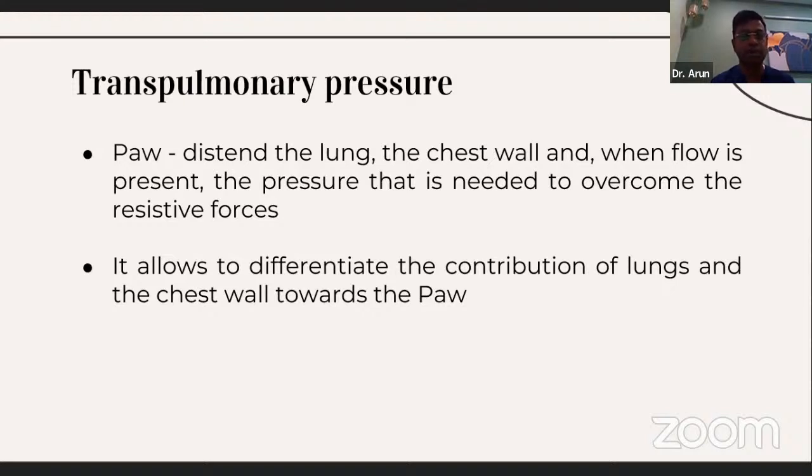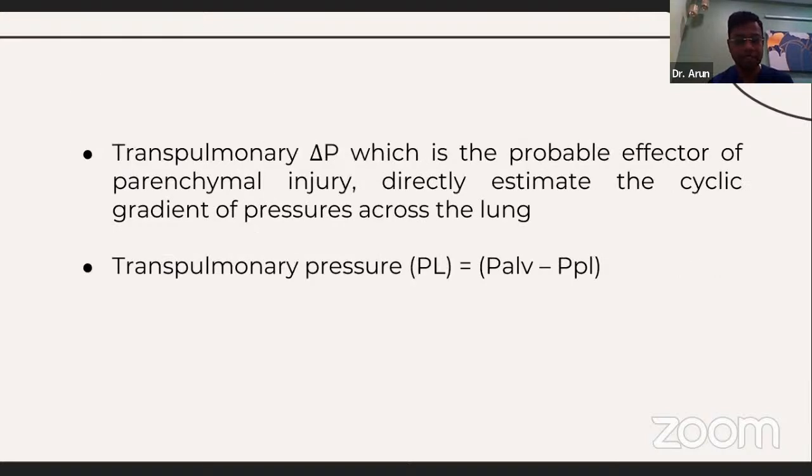This is particularly so in patients with morbid obesity, pregnancy, chest wall abnormalities like kyphoscoliosis, and intra-abdominal hypertension. If you go with P plat or airway pressure, it falsely gives a higher distending pressure. The actual distending pressure may be low, which may lead to lung collapse. So to eliminate the chest wall component, we need transpulmonary pressure, which is equal to alveolar pressure minus pleural pressure.